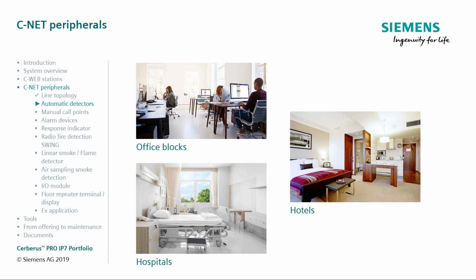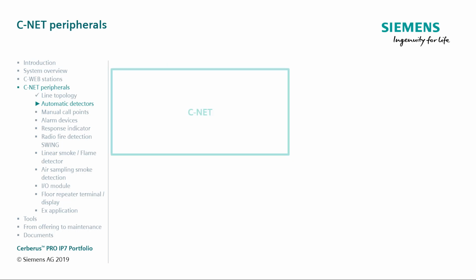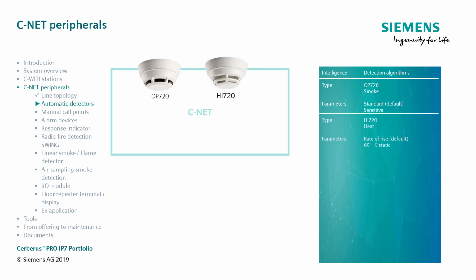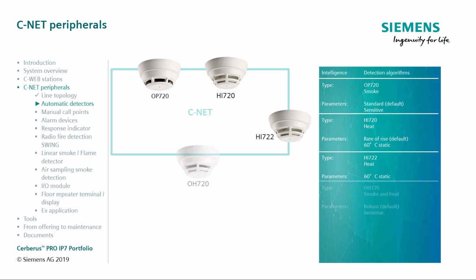Wherever they are used, in office blocks, hospitals, or hotels, Cerberus PRO's automatic detectors protect people and assets. The following detectors are available for these applications. The optical smoke detector has a high-quality measuring chamber and intelligent signal processing. The first heat detector is a rate of rise detector that detects rapid temperature increases. The second heat detector is also equipped with a heat sensor and detects when the temperature reaches 60 degrees centigrade.